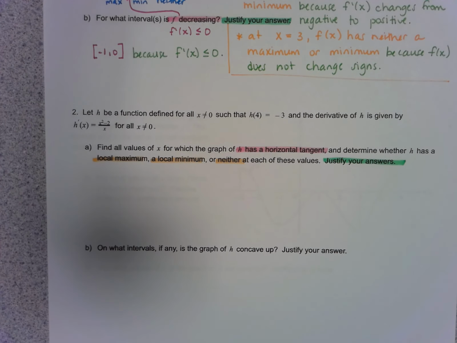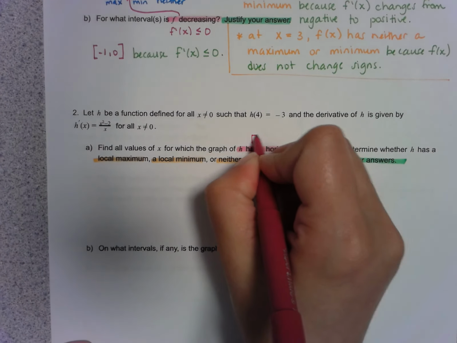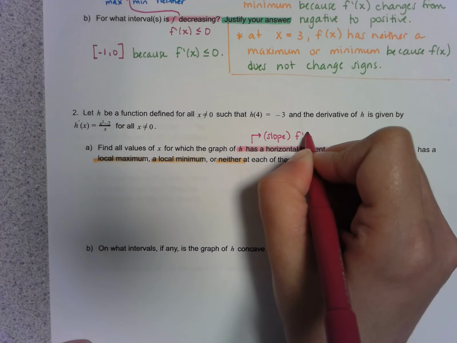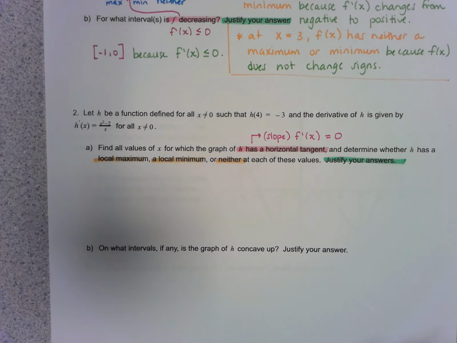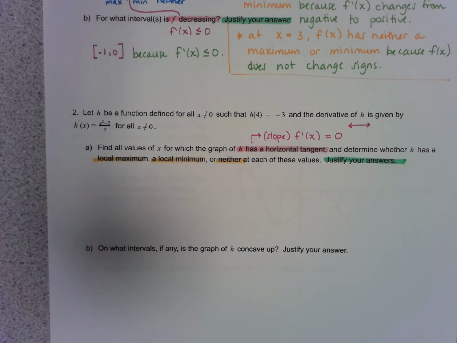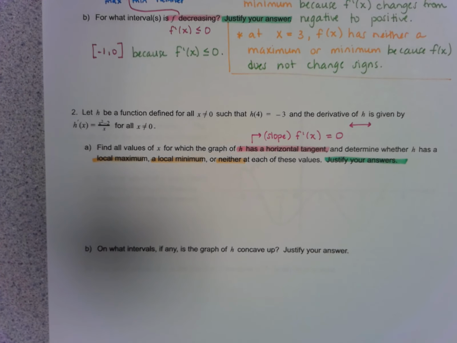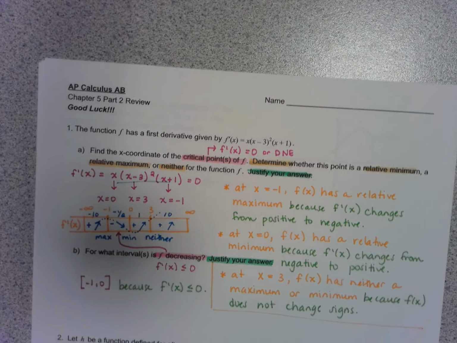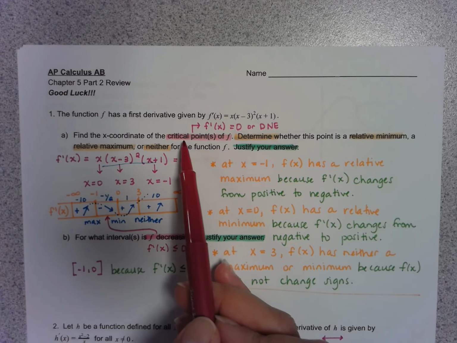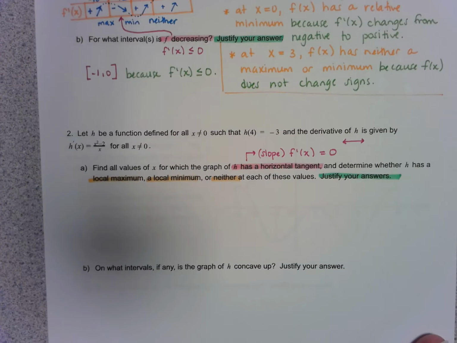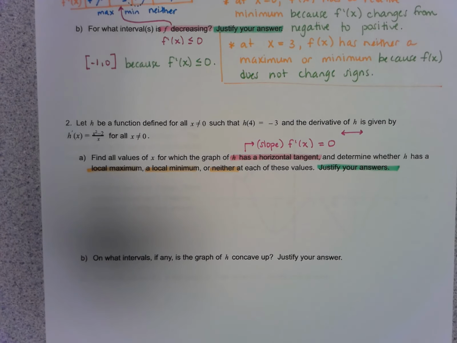Now, it turns out that this question is actually very similar to part A of the previous question. What a horizontal tangent line means is that the slope, which is really f prime of x, is equal to 0, because a horizontal line is a line whose slope is 0. So what we're really asking you here is find the places where the slope is 0. Now, the difference between what we asked in problem 1 and what we asked in problem 2 is that a critical point could be a place where the slope is 0 or does not exist, whereas a horizontal tangent line is strictly when the slope is equal to 0.